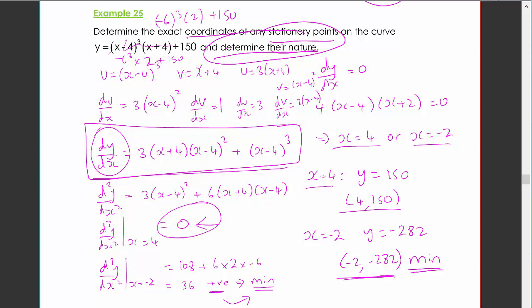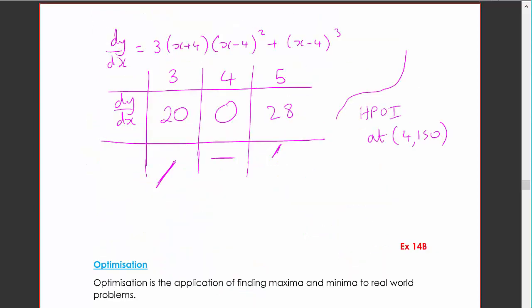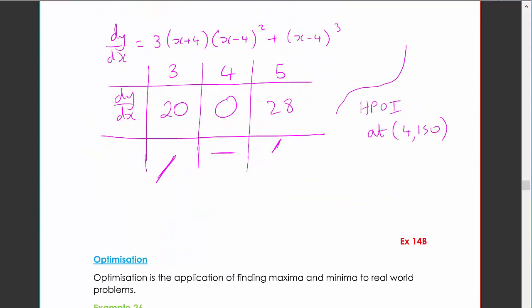It turned out to be a point of inflection this time, but it could just as easily give you d2y/dx squared equals 0 and give you a minimum or a maximum. So you have to be careful, and therefore we go and use the sign table. And the sign table is based on dy/dx because that's the gradient function. So we know that the curve is going positive in this case, then 0, then positive, and that's a horizontal point of inflection.